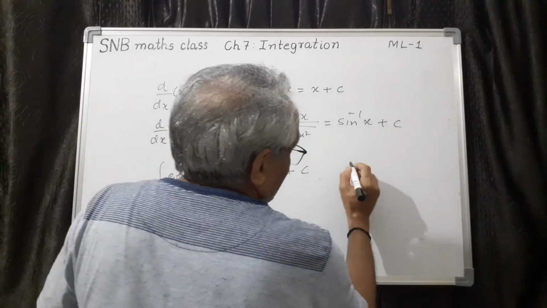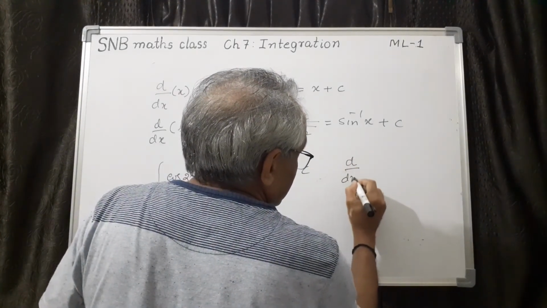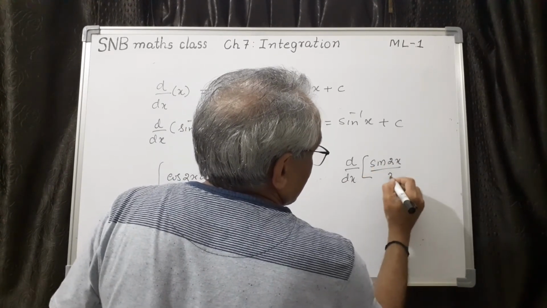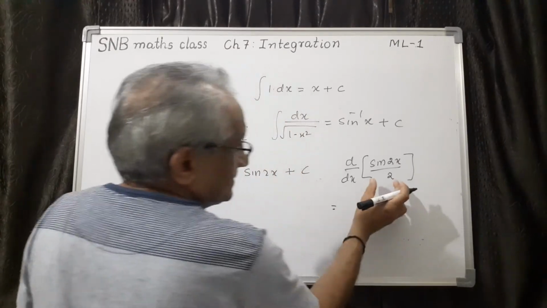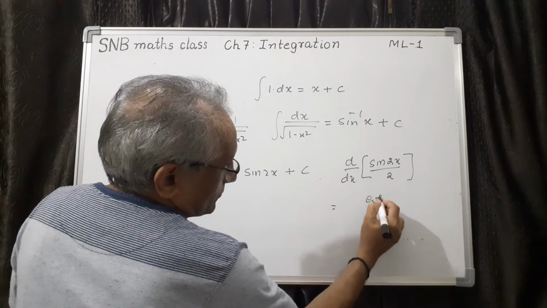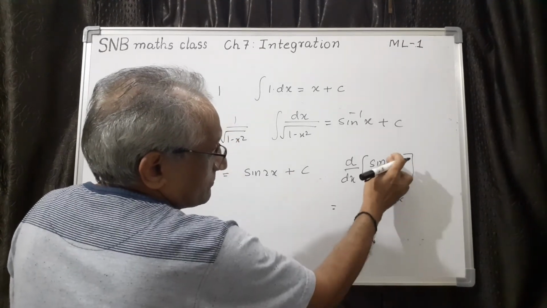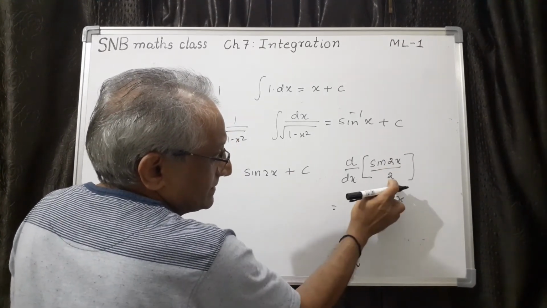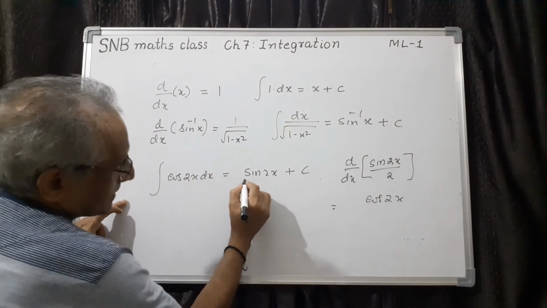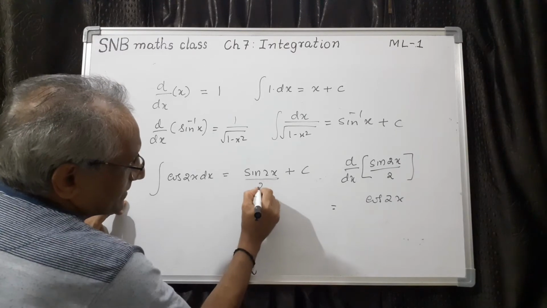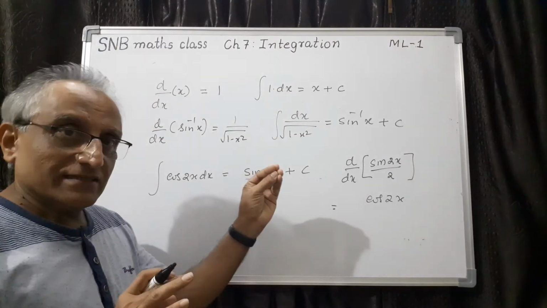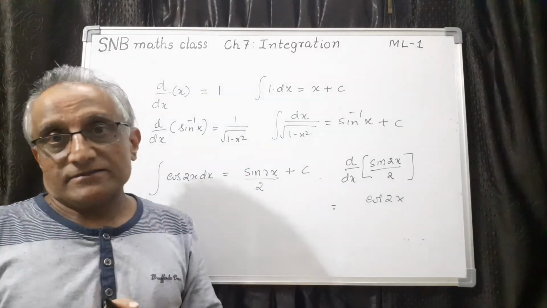Therefore, here, if you differentiate d by dx of sine 2x divided by 2, then you see this is our capital F of x. When you differentiate this, you get cos 2x only, because differentiation of 2x is 2, but that 2 will cancel with this 2, so you get this. So integration of this is sine 2x divided by 2. See, this way of doing the problem is very, very difficult. Only for a few examples we can do it, in some it is not possible also.